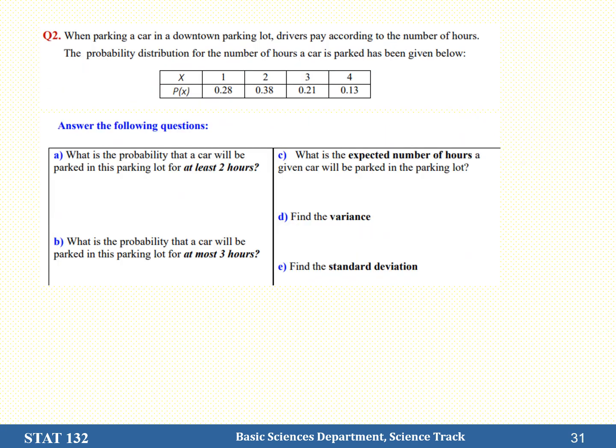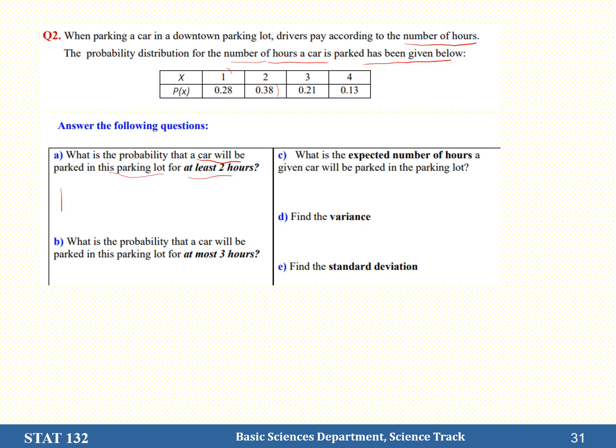When parking a car in a downtown parking lot, drivers pay according to their number of hours. The probability distribution for the number of hours a car is parked is given below. So this is 1 hour, the probability is 0.28, in 2 hours 0.38, and so on. So let's answer the following questions according to this probability distribution.